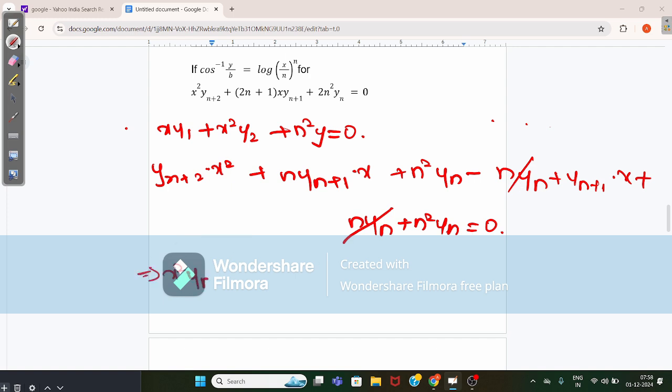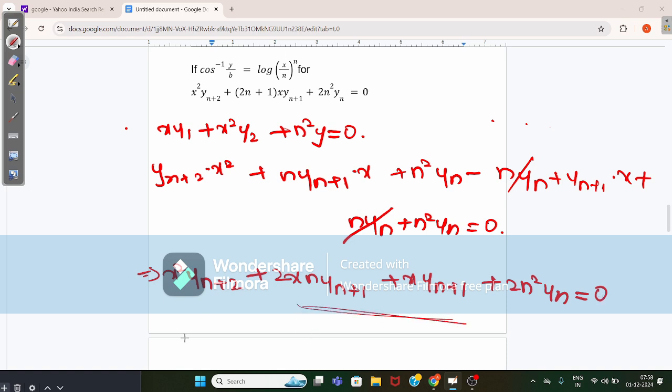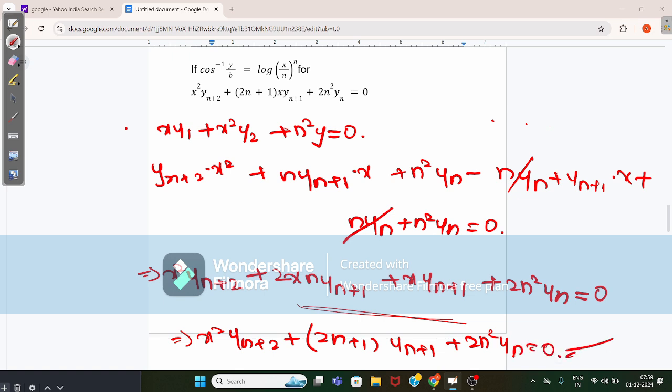x square y_{n+2} plus 2x n y_{n+1} plus x y_{n+1} plus 2n square y_n equals 0. When you take common terms, it gives x square y_{n+2} plus (2n plus 1) y_{n+1} plus 2n square y_n, which equals 0. Hence proved. This is the required answer. Now comes the next question.